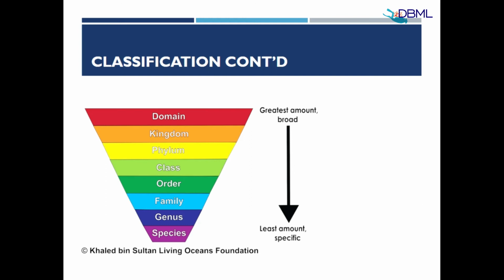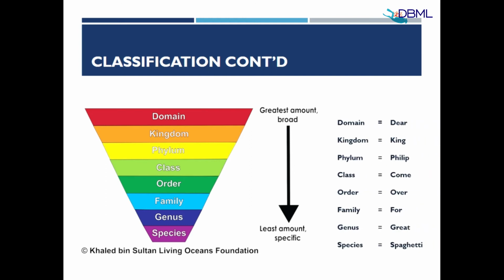And a little mnemonic so you guys can easily remember the classification. Dear King Philip, come over for a great spaghetti. Or if you're not about that spaghetti, you can say soup, whichever one sounds more interesting to you guys. So you can just use this to remember the different levels of classification.